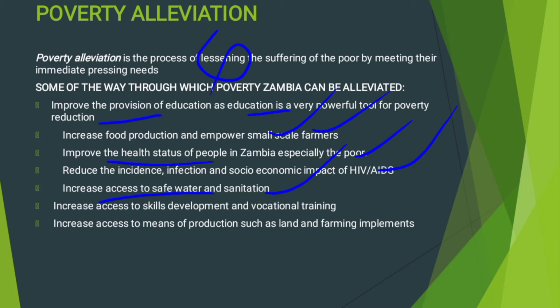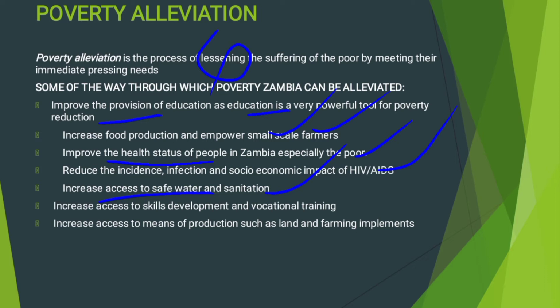So we should try to provide safe water. That's why you see the government making things like boreholes. They try to provide what? Safe water. They are alleviating poverty. It's a long process. You can't just alleviate poverty at once. Poverty alleviated? No. It's a long process. So when we aim to reduce poverty, there are many aspects that are involved, many things that you're supposed to do.